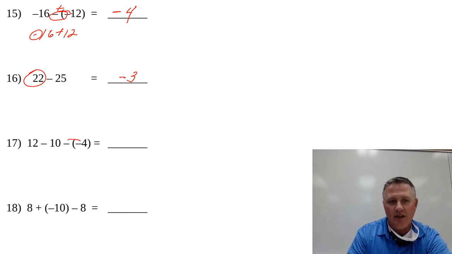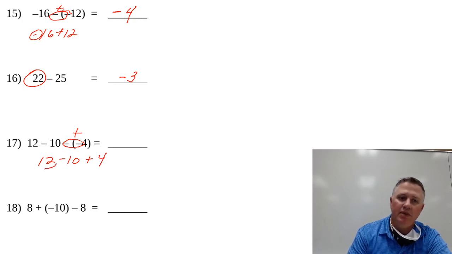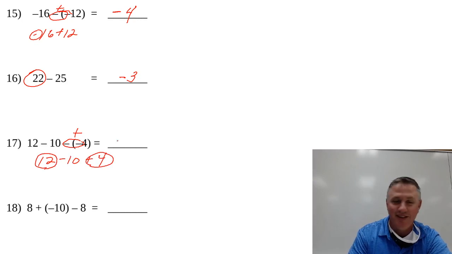All right, tricky. You got 3 things going on. Clean it up. Opposite of a negative is a positive. I'm going to rewrite this whole problem, right? And I'm going to combine what's alike. 12 plus 4 is 16. 16 minus 10 is 6.